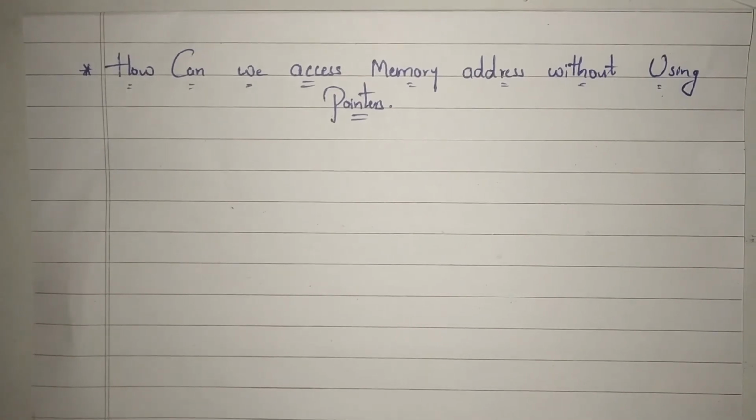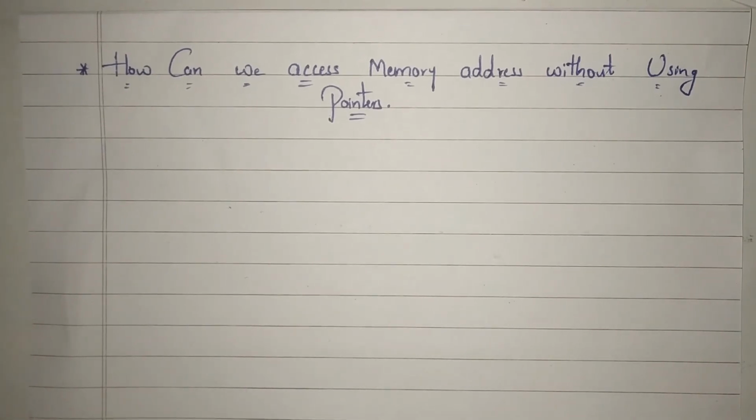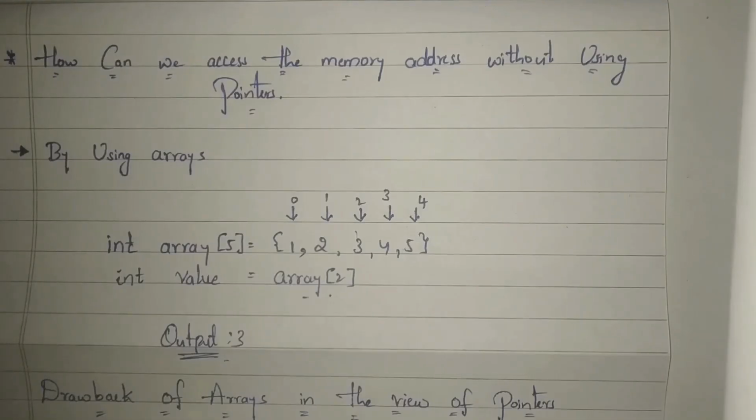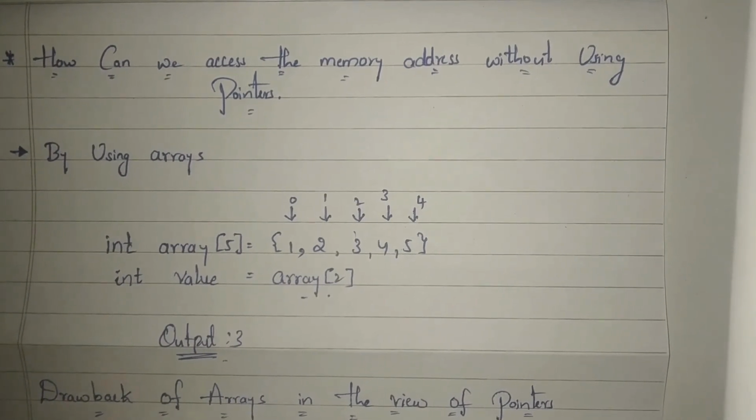Suppose think that if we don't have pointers, how can we access the memory address? We can use arrays for accessing the memory address. We can do the same function using arrays by indirectly accessing through the array indexing. Let me consider a small example. As we can access the memory address by using arrays, let me consider one general example.